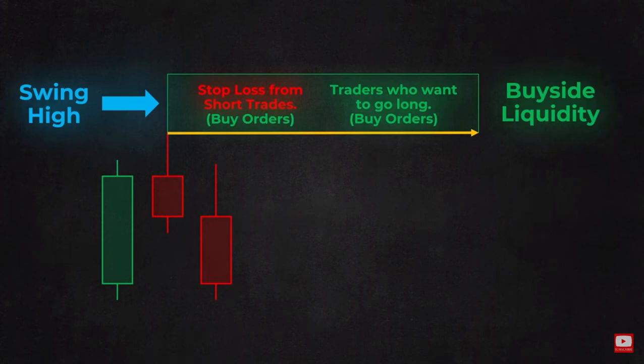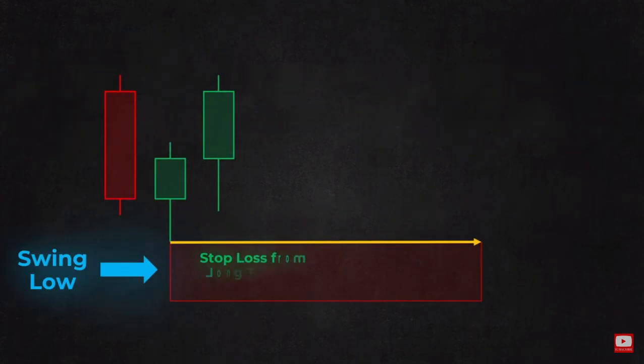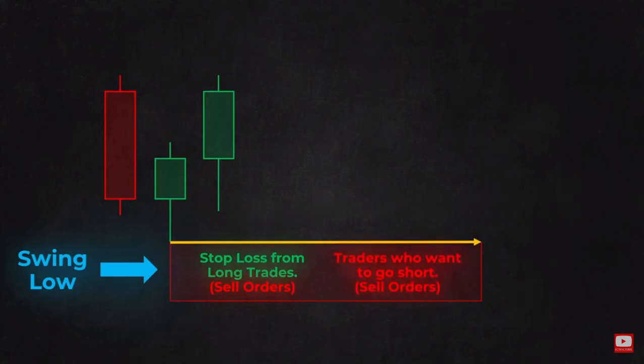Just below a swing low, there are a lot of stop loss orders from long trades, which are sell stop orders, and there are also a lot of sell stop orders from traders who want to go short if price surpasses the swing low. In ICT terms, this level represents sell side liquidity. The identification of buy-side and sell-side liquidity levels is important in many ways in the ICT method. Let's move on to a real price chart and observe examples of buy-side and sell-side liquidity levels.